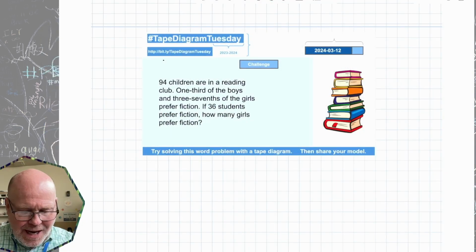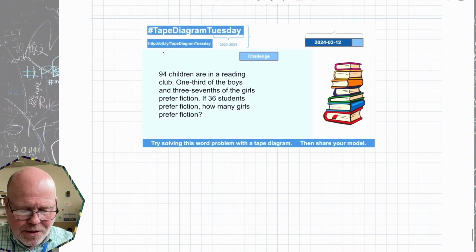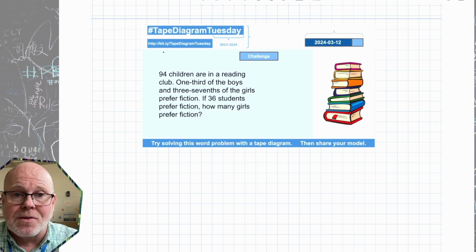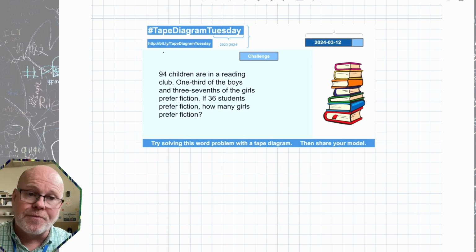And so we've got 94 children. They're in a reading club. 1/3 of the boys and 3/7 of the girls prefer fiction. 36 students prefer fiction. So how many girls prefer fiction?